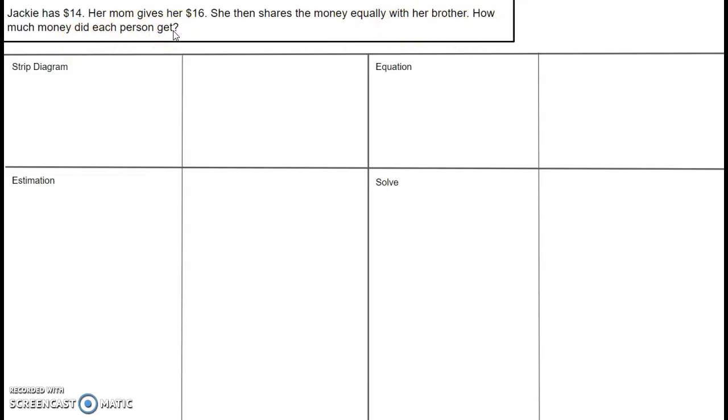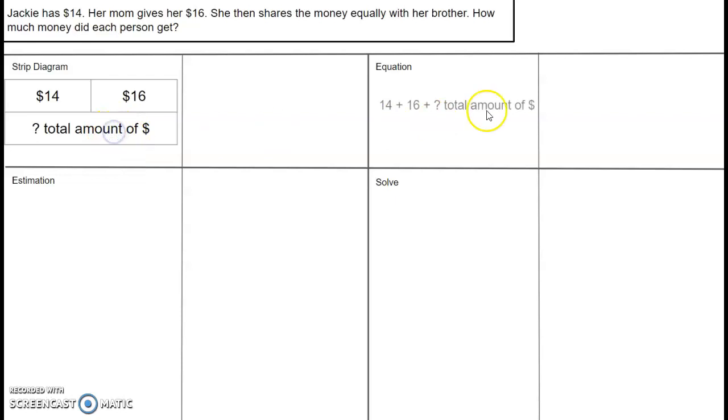So let's just start at the beginning. Jackie has $14 and her mom gives her $16. How much money does Jackie have? So that's our first strip diagram. We know that she has $14 and $16, and we're figuring out how much money she has. So we could actually write an equation for that. We know both of the parts, and we're trying to find the whole, so that means that we're going to add $14 plus $16 equals a total amount of money.